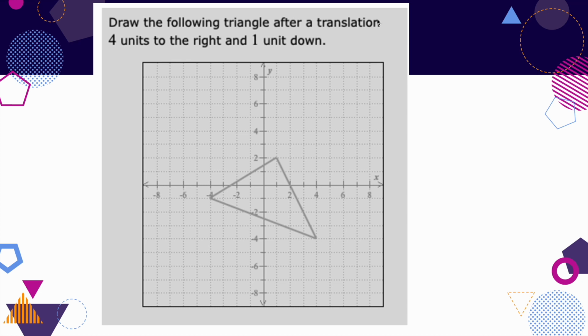It says, draw the following triangle after a translation 4 units to the right and 1 unit down. So I want to go 4 units to the right and 1 unit down, okay? I'm just picking a corner to start with. So I went 4 units over and 1 unit down, and that's my new point there. Now I'm going to do the same thing with all the other points. I'm going to go 4 units to the right and 1 unit down, and that's where this corner moved. And then I'm going to do the same thing with this last corner, 4 units over, 1 unit down. And now you can see if I connect, I have that same triangle, it just moved over. That's all it did. It moved over 4 units and 1 unit down.